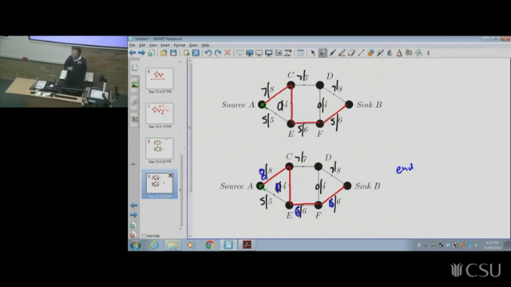So at the end, what is the maximal flow? What's the most you can push out of A and into B? 13. So it's 8 plus 5 equals 13.